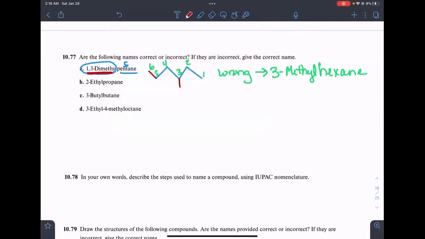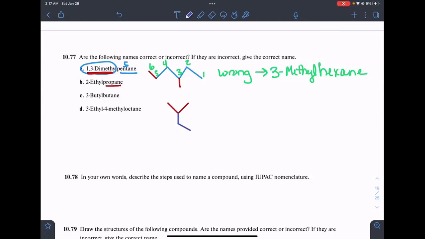Okay, the next one, 2-ethyl propane. Okay, well, we're not adding it to the first carbon, so maybe it's okay. Let's look. So propane, we're going to go 1, 2, 3. 3's propane. Then 2-ethyl. We're adding it on the second carbon. Let's do a different color. On the second carbon, we're going to add, that would be a methyl. Here's an ethyl.